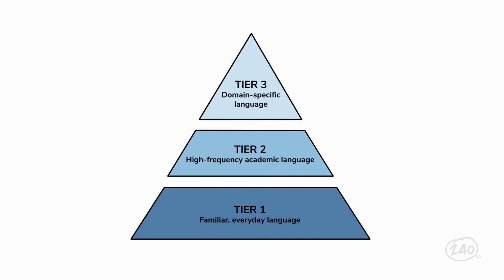Tier 3 consists of low-frequency, domain-specific words. These are academic words that are specific to a particular content area or discipline. These are words that would appear in a subject-specific textbook or in the glossary of an informational text. A few examples of Tier 3 words would be photosynthesis, square root, or economy. For these questions, be ready to identify a word or set of words that falls into each category.